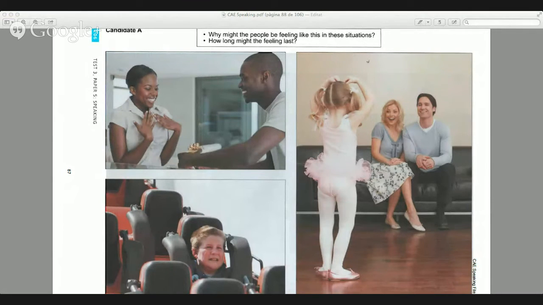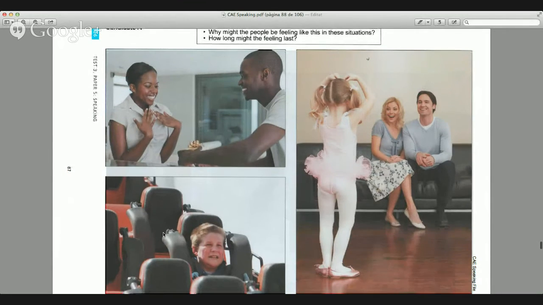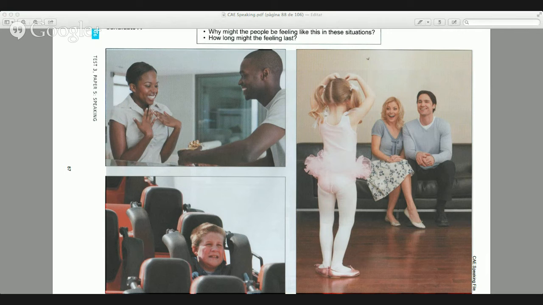I can see three different situations here. In the first one, a couple is sharing a special moment. He is giving her a present. In the second one, a young boy is enjoying a roller coaster. And in the third one, a couple of parents are watching their young kid who is practicing ballet.